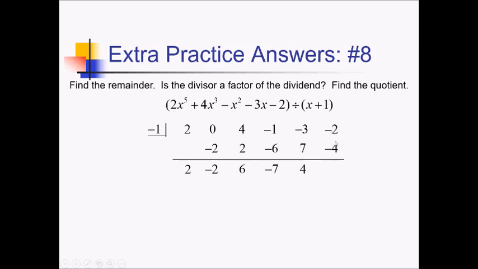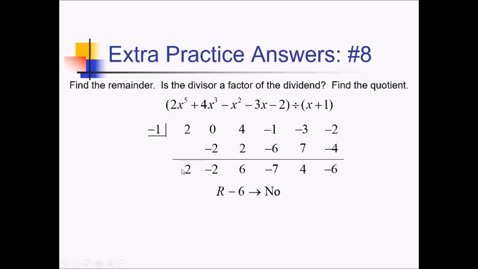Add that with negative 2 and we get negative 6. That last number down there is our remainder, negative 6. And since that's not 0, that means x plus 1 is not a factor of the polynomial. For the quotient, we use all the other numbers down here except for that last number, which was the remainder.